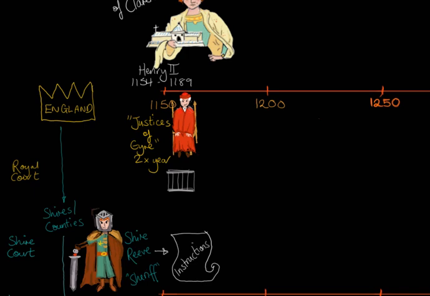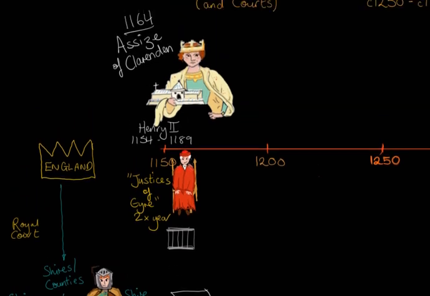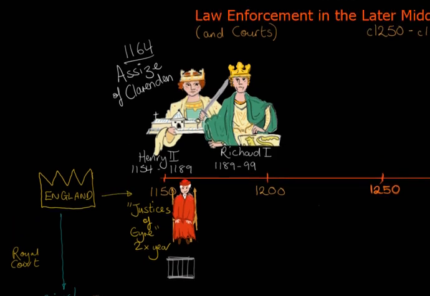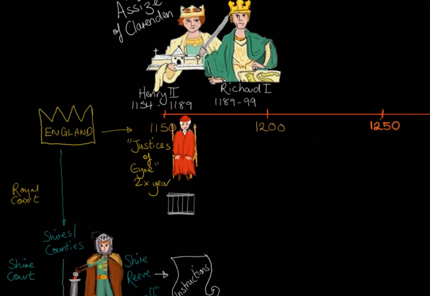So Henry is beginning to standardise the laws of England and to make sure that the same laws are being applied in different areas. This work is then continued by his son, even though he and his son didn't get on and actually fought wars with each other. But this is Richard I, aka Richard the Lionheart, and he is king from 1189 to 1199, and he also creates a number of new roles which are directly answerable to the king in crime and punishment.